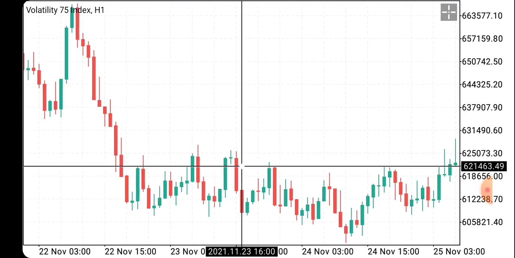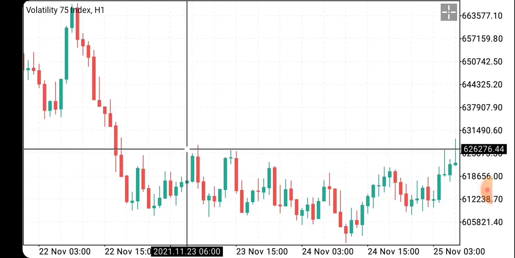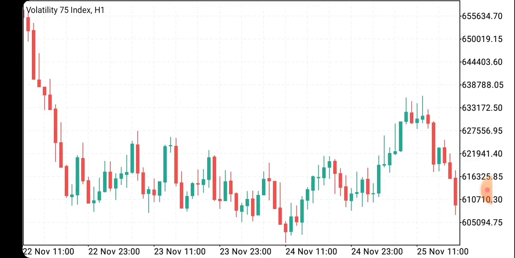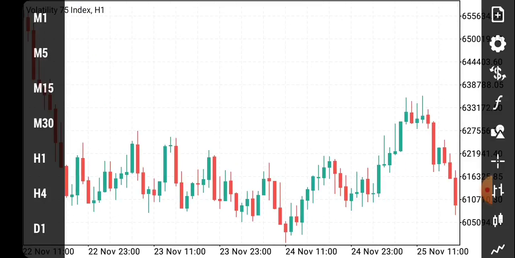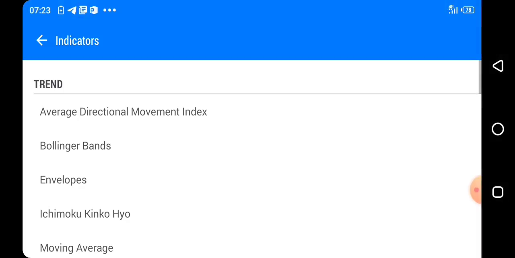I'm going to show you how you can take trades, how Bollinger band can help you take good trade setups based on this. So let's move on by adding our indicator. It's a very simple strategy, and you are going to see how effective it is. So when you click on your screen, these icons are going to pop up. You click on the F icon.